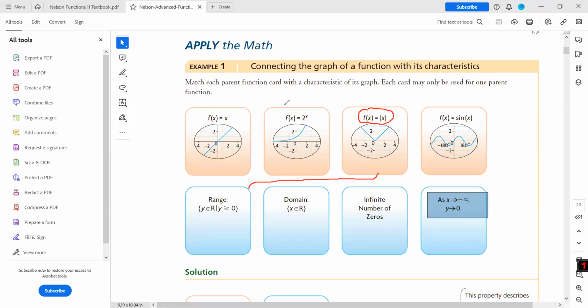f of x equals 2x. Basically here, I would say that we also can implement this card, but remember, we can use it only once. And this card also fits the third one. So let's keep it for now because we can use it only once.